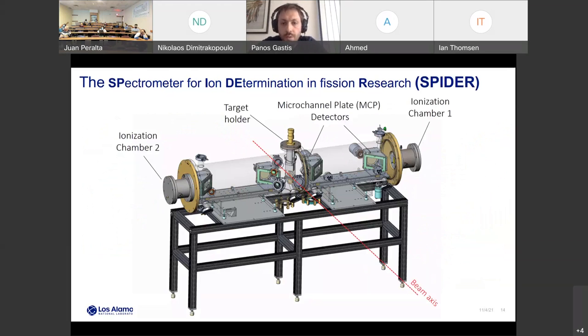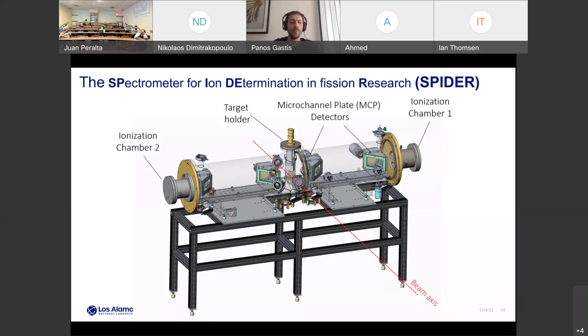This is now a picture of the two-arm SPIDER system. I think this is the first time I mention here in my presentation that SPIDER actually is an acronym that stands for Spectrometer for Ion Determination in Fission Research. Well, not a great name, let's say, but the acronym is cool. The target holder of SPIDER is right there at the center, in the middle of this cylindrical vacuum chamber that houses the timing detectors. For the time of flight in SPIDER, we use microchannel plate detectors, but I'm going to talk in more detail about them in the next few slides. While for the kinetic energy, we use ionization chambers. In this picture, the beam axis is shown by this red line.